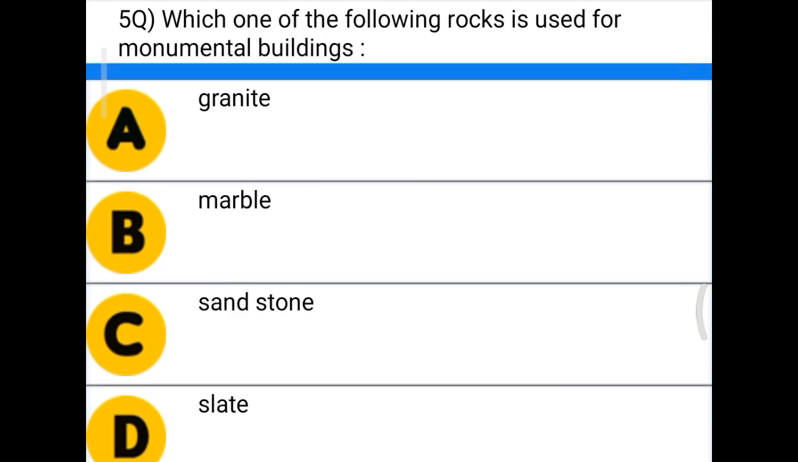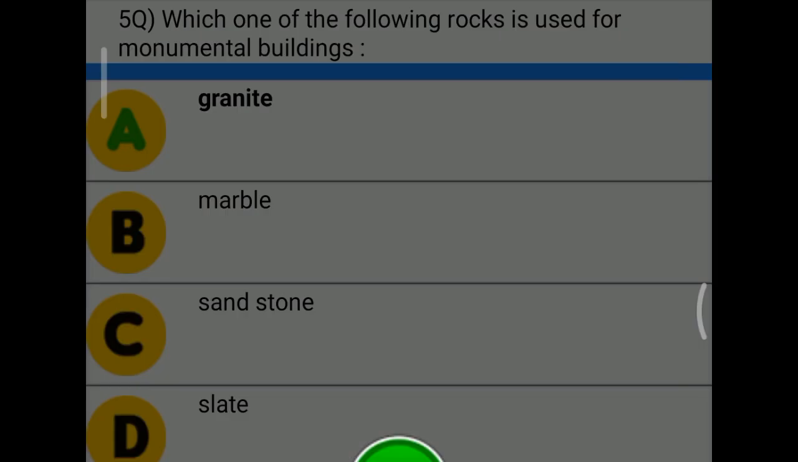Next question, which of the following rock is used for monumental building? Option A, granite. Option B, marble. Option C, sandstone. Option D, slate. The correct answer is option A, granite.